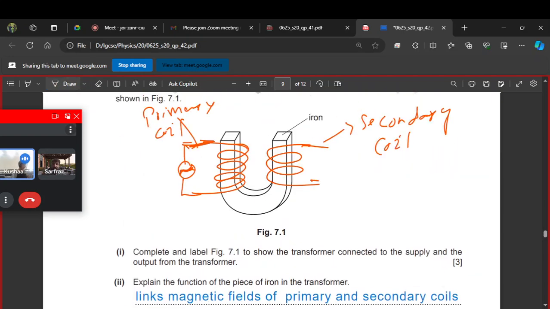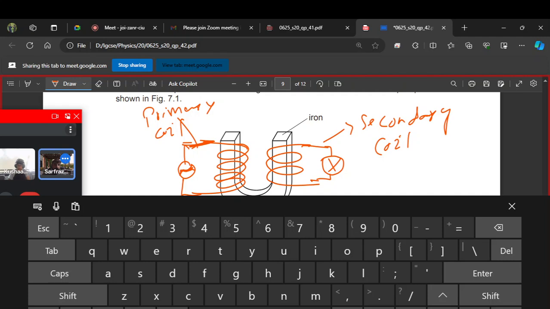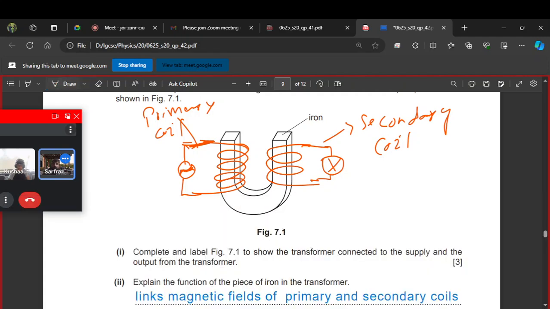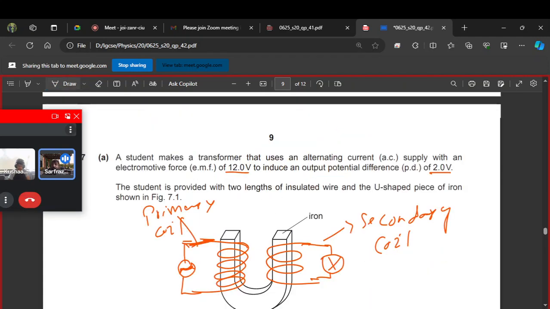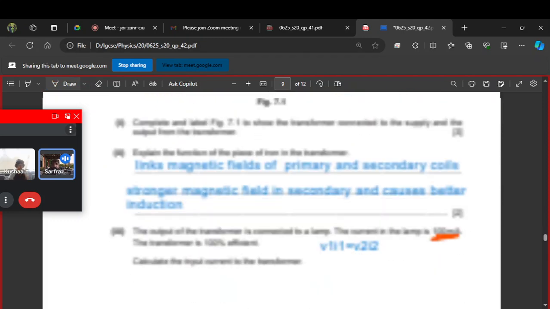First, see the figure. Here is the lamp, here is the lamp connector. So it's at output. And what is the voltage at output? It is 2 volt. And what is the voltage at input? It's 12 volt. And you have to calculate the current at input.